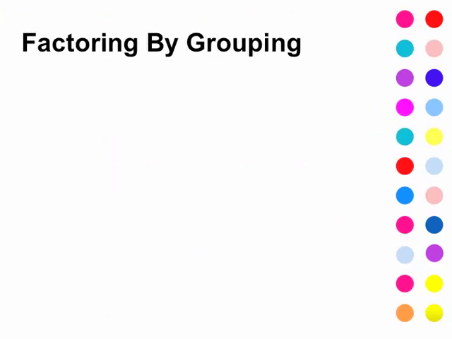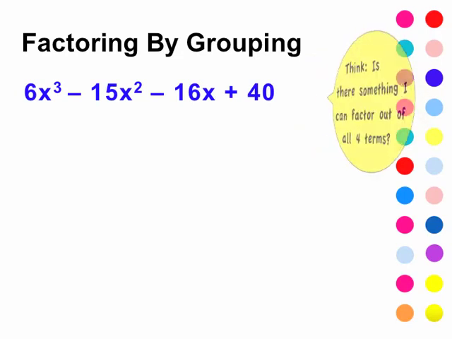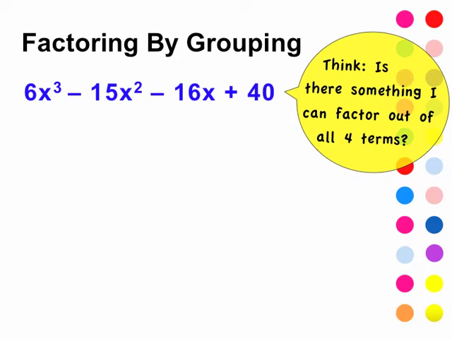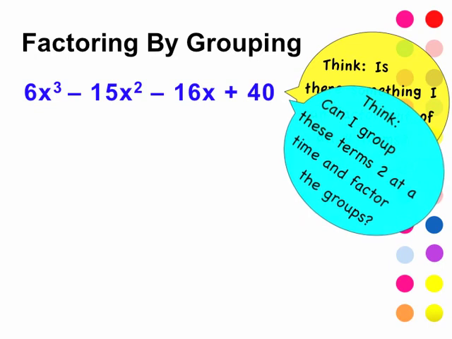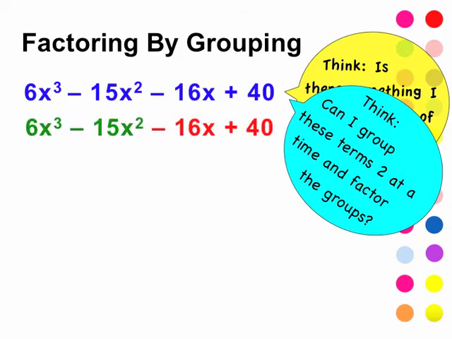Okay, one more type is factoring by grouping. So you always start by asking, is there something I can factor out of all of the terms? There is not. So then the next thought is, can I group these terms two at a time and then factor the groups? Yeah, even if I keep them in this exact order, I can factor a 3x squared out of the green group and a negative 8 out of the red group.